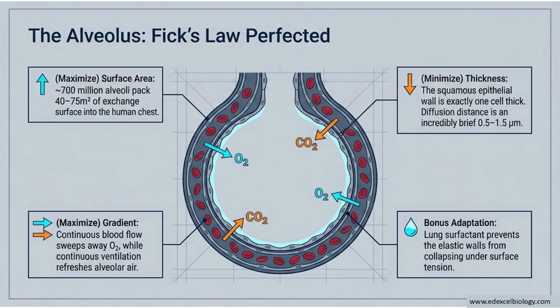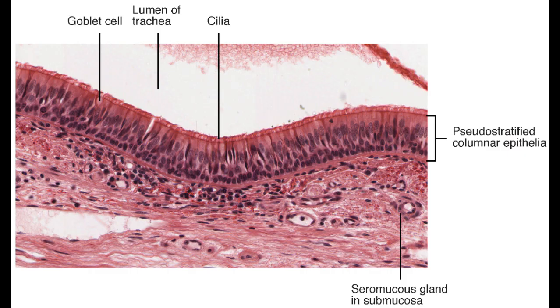The biological engineering is just brilliant. But by opening up 75 square meters of delicate, single-cell thick tissue to the outside environment, we aren't just inviting in oxygen. No, we are exposing our bloodstream to dust, pathogens, and particulate pollution. The respiratory tract has physical defenses to manage this, though. The epithelial lining secretes mucus to trap incoming debris. And embedded within this lining are cilia.